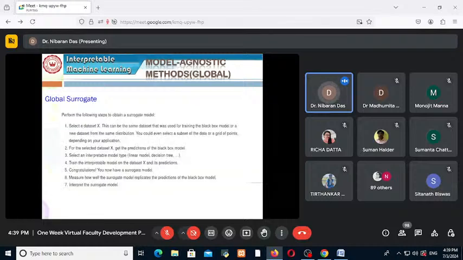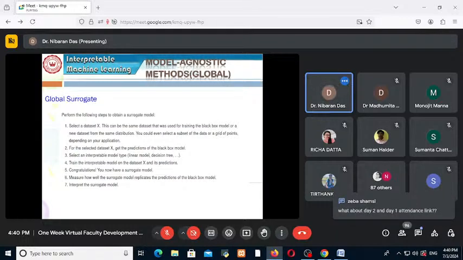Here we select a dataset X. This can be the same dataset that was used for training the black box model, or a new dataset from the same distribution. This is important. You could utilize the same training set, or you could use a different dataset. You could even select a subset of the data, or a grid of points, depending on your application. For the selected dataset X, get the prediction of the black box model.